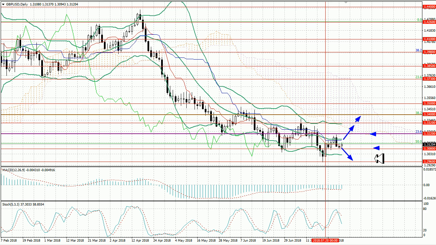Bollinger Bands are directed horizontally, a MACD histogram is stable in the negative zone, and Stochastic is directed downwards. Fundamental events of the week include the Bank of England's decision on the interest rate, which, in the light of the latest negative economic statistics, can be left unchanged by the regulator. Generally, the continuation of growth is possible, but one cannot exclude a resumed decline if the level of 1.3080 is broken down.